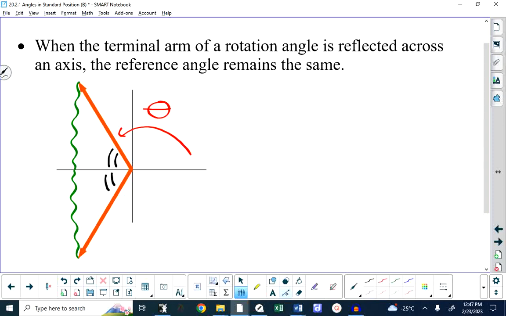There's a new rotation angle. Maybe this original rotation angle is 120 degrees. This rotation angle is sure not 120 degrees. It's more than 180, but it has the same reference angle. And had we chosen any other quadrant, and had we chosen to reflect it in the other axis, the same thing would be true. You're always going to get the same reference angle.